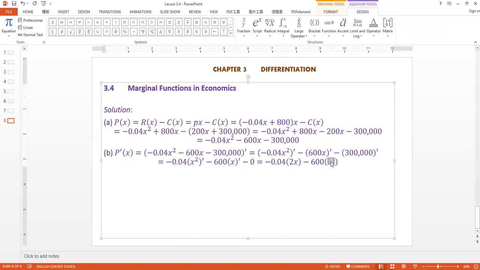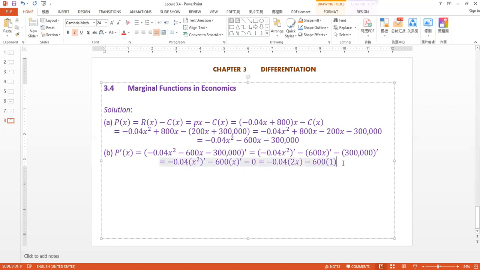Okay, so then if you simplify it, -0.04 times 2 is -0.08. So the first term is -0.08x. And the second term is just 600. So that's the marginal profit. Okay.